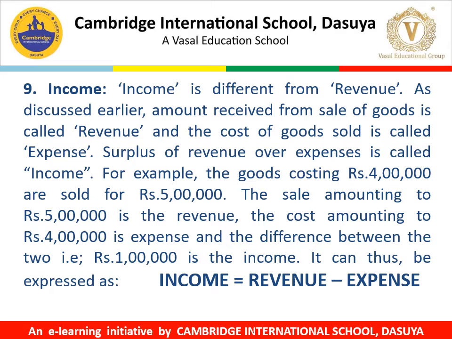We'll take an example. For example, goods costing rupees 4 lakh are sold for rupees 5 lakh. The sale amounting to rupees 5 lakh is the revenue. The cost amounting to rupees 4 lakh is an expense. And the difference between the two, that is 1 lakh, is the income. It can thus be expressed as income equals revenue minus expense.